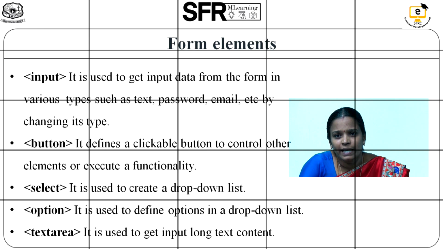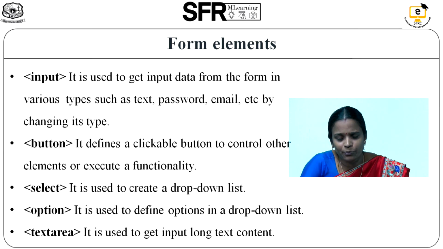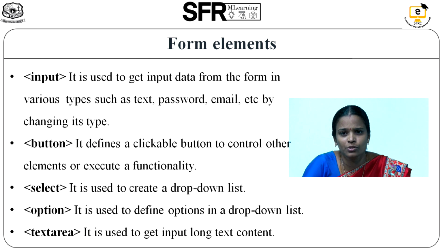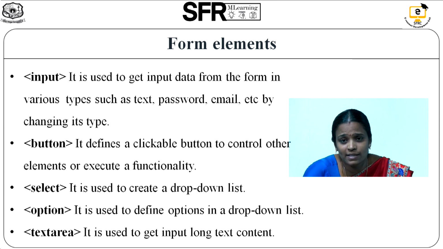Now let us see the elements of forms. First one is the input element, which is used to get the input data from the form in various types such as text, password, email, etc., by changing its type. Second one is button, which defines a clickable button to control other elements or execute a functionality. Third one is the select element. It is used to create a drop down list. Fourth one is option, which tag is used to define the options in a drop down list. The last one is the TextArea element, which is used to get long text input from the user.